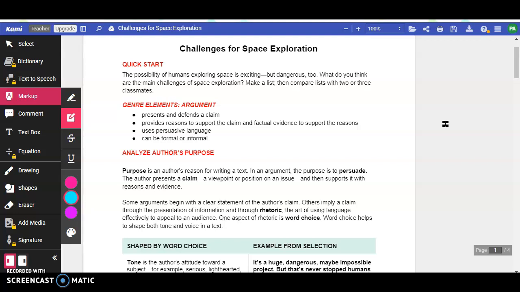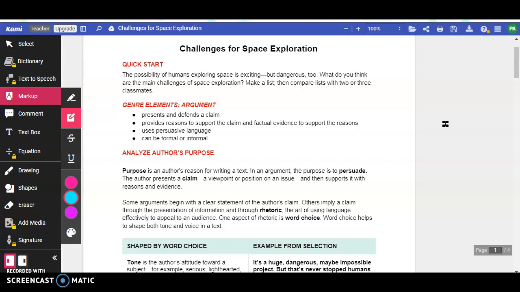In most argumentative texts, the author presents a claim, their viewpoint or their position on an issue, and then supports it with reasons or evidence. In this article, it's a little different. The reader must infer what is the author's claim based on her presentation of information and through the rhetoric, or the language that she uses to persuade the audience.